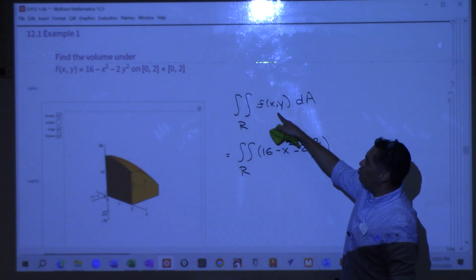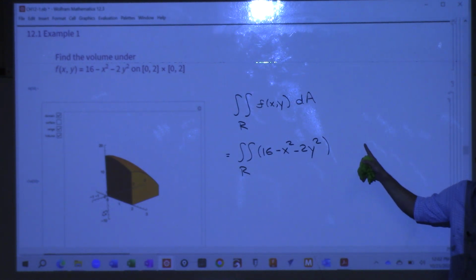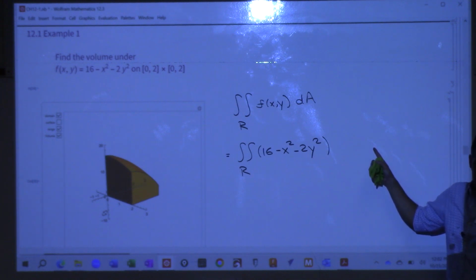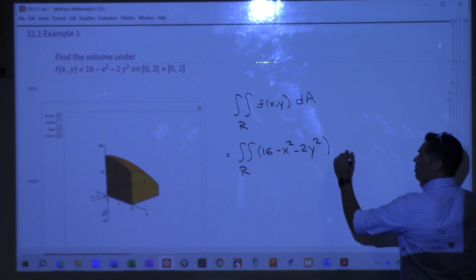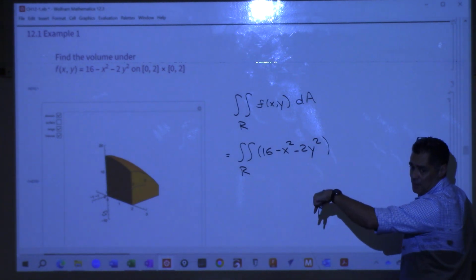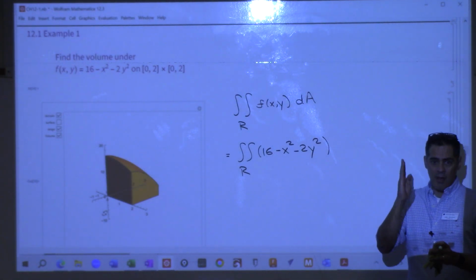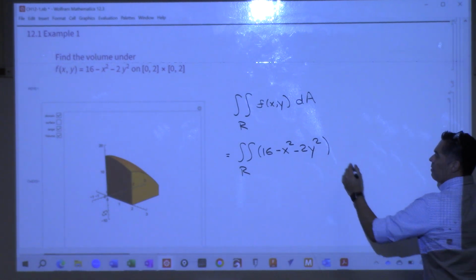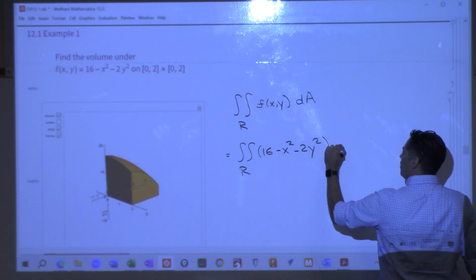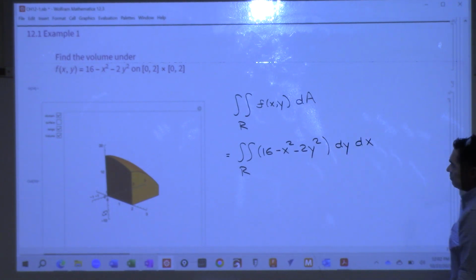Okay, that's my f of x,y. That's the surface. Now, I'm going to switch this to dx dy, or dy dx. Do you think we'll get different answers? We shouldn't. We should get the same answer, because it's a rectangle on the ground, it should not matter what order we went in. Remember those boxes we had? We go down one side first or the other side. Doesn't matter, all right? So here, why don't we do this? Let's go dy first, then dx, okay?